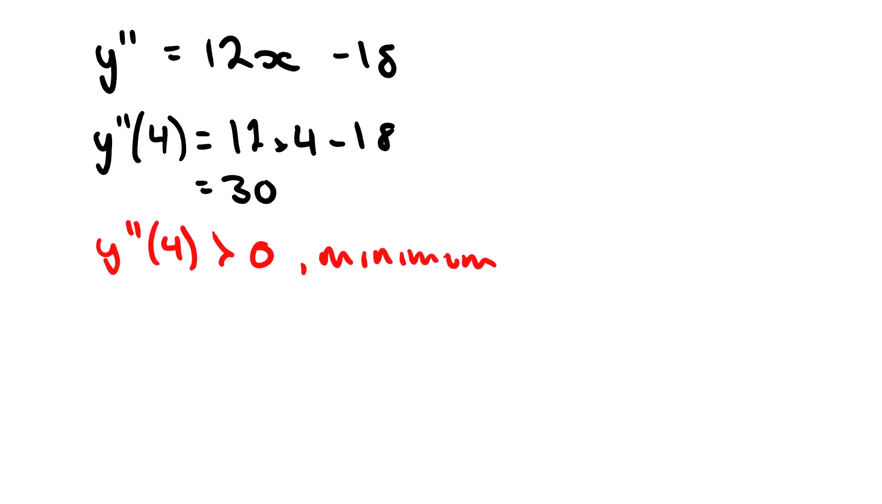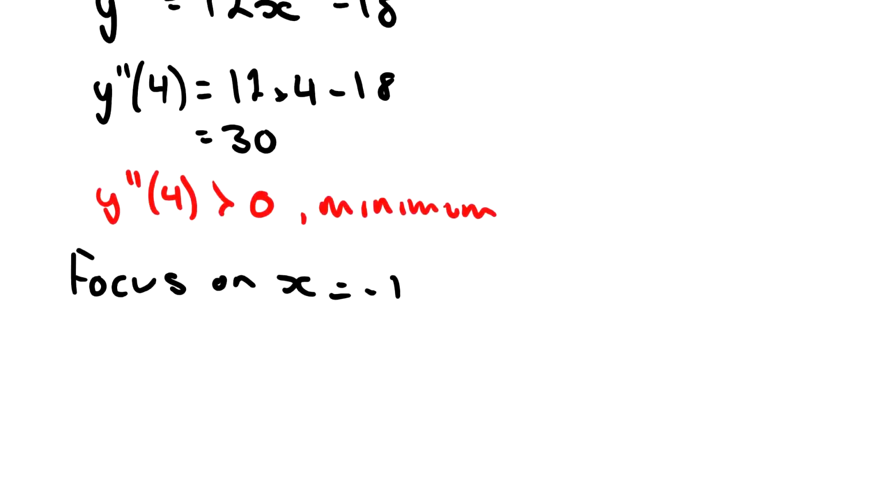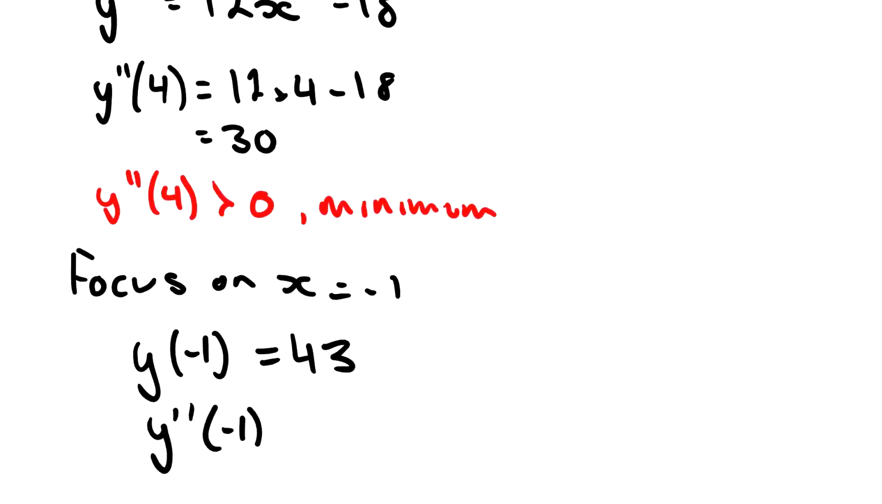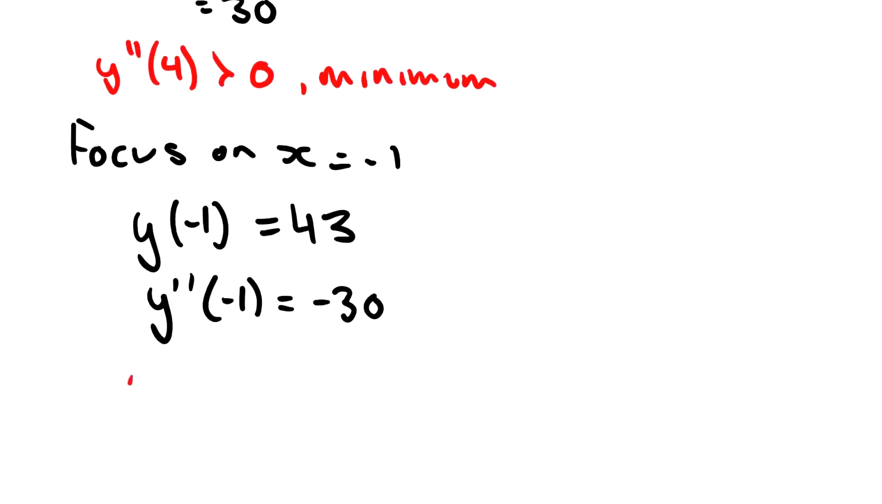Alright, so we focus on the next point now. I am going through this rather quickly because you notice that it's the same pattern that I did with the first part question. So here we're going to focus on x equals minus 1. So again, I'm not going to write out everything I'm doing here. When we substitute in, we get a y value of 43. When I put it into the second derivative, we get a minus 30. And since our second derivative here is less than 0, we have a maximum turning point.